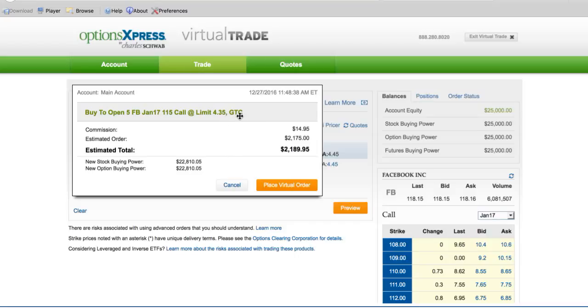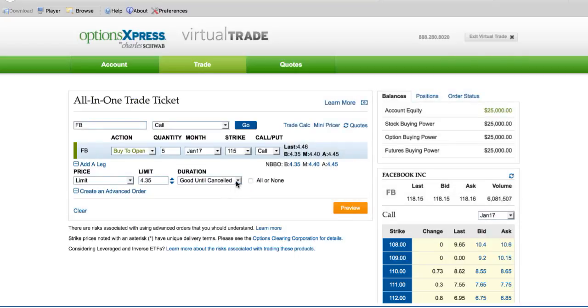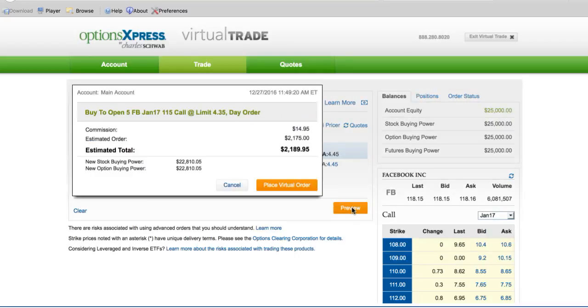And I have this as good till cancel, but I'm going to go back and change that to day because I want it to fill today. So I'm going to preview it again. See how you can go back and just cancel and edit the order? That's how simple it is. So you'll see the total price for this would be $2,175 plus the $14.95 commission fee. And if I wanted to buy this, I would place this in my virtual trading account. And that would be it.